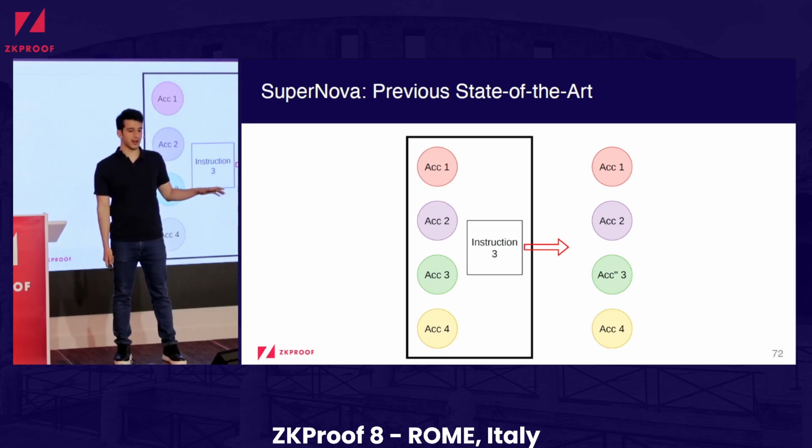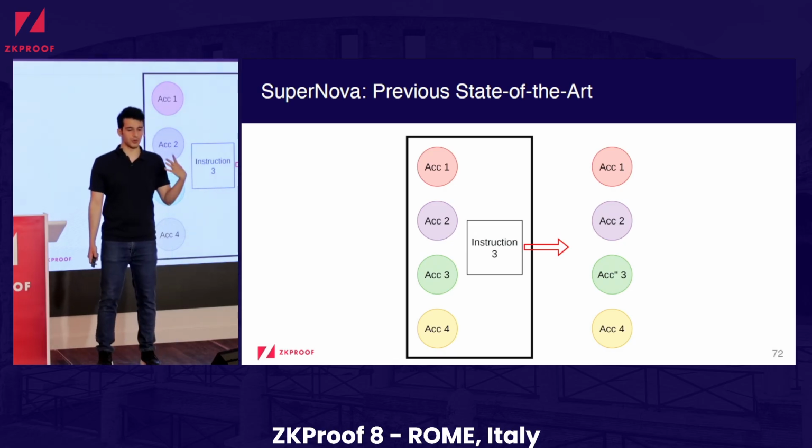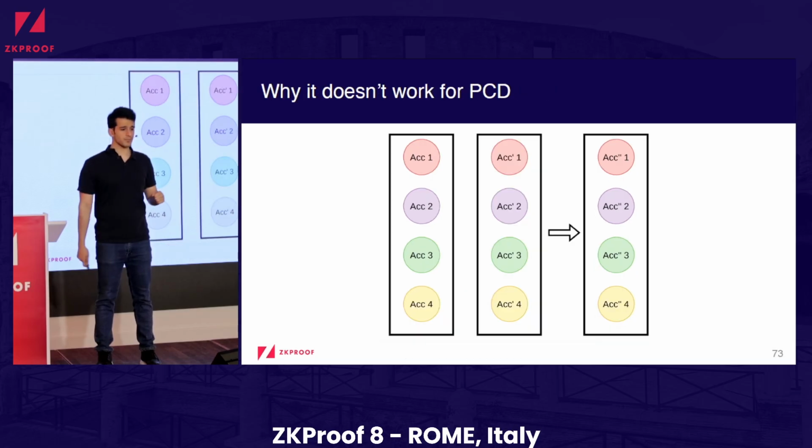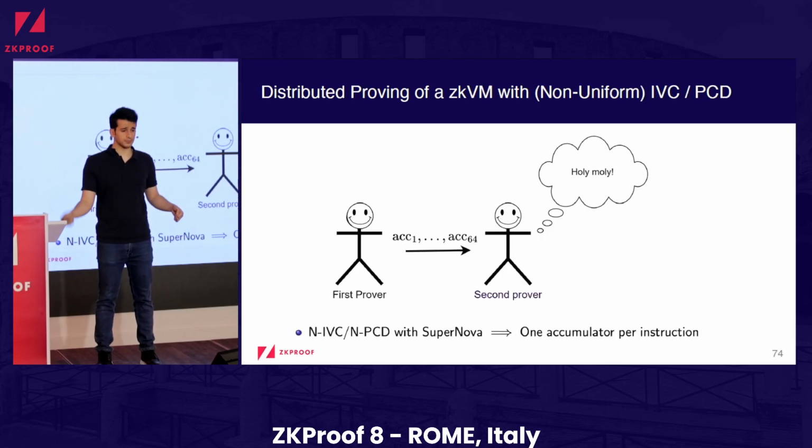If you want to see a cute diagram, it looks something like this. You've got 4 instructions, you're executing instruction 3, only accumulator 3 is updated, and the rest of the accumulators are untouched. But it doesn't really work for PCD, because imagine you want to do the Supernova style for PCD. In the internal nodes, you're accumulating 2 sets of non-relaxed accumulators, and it means that the prover cost is going to grow with the size of the instruction set.